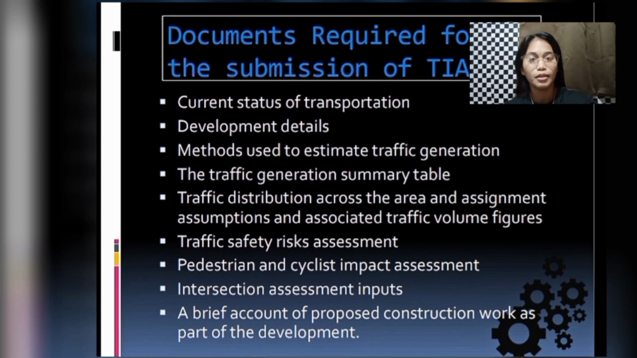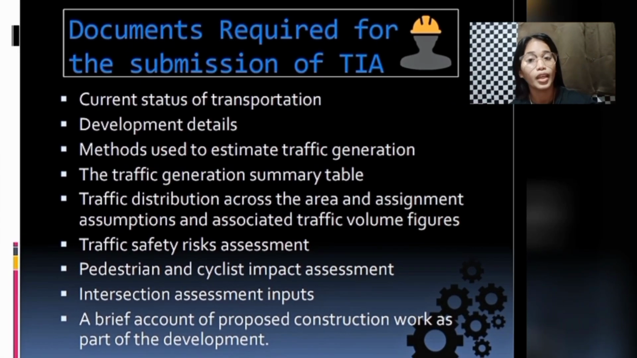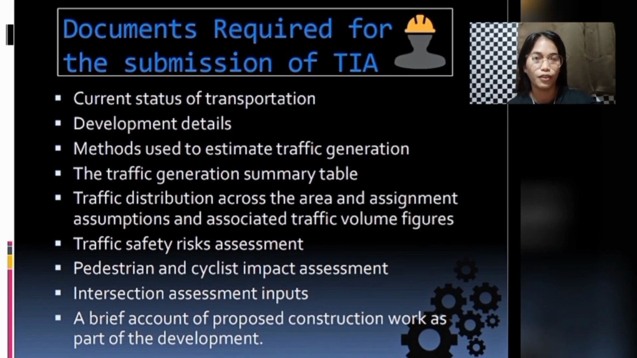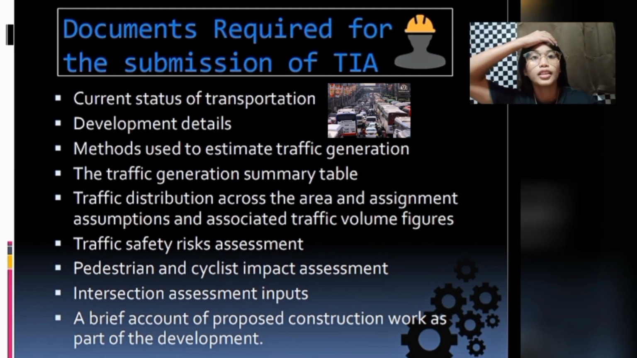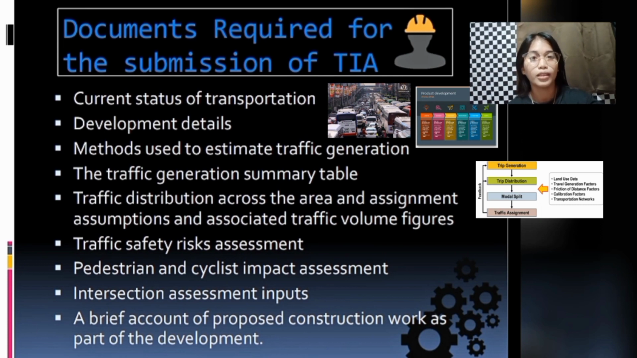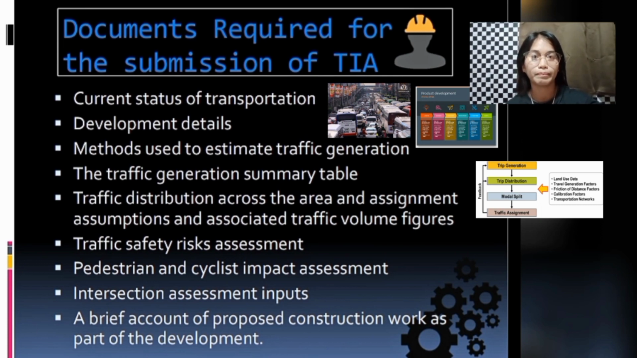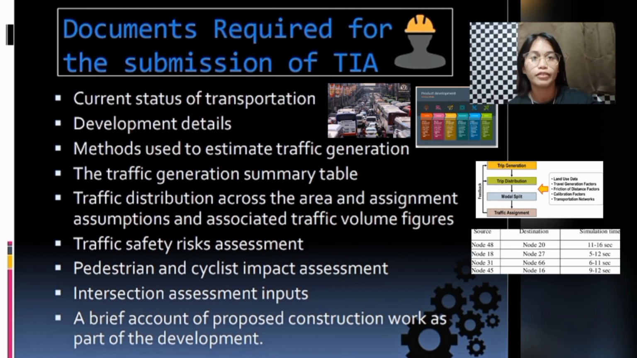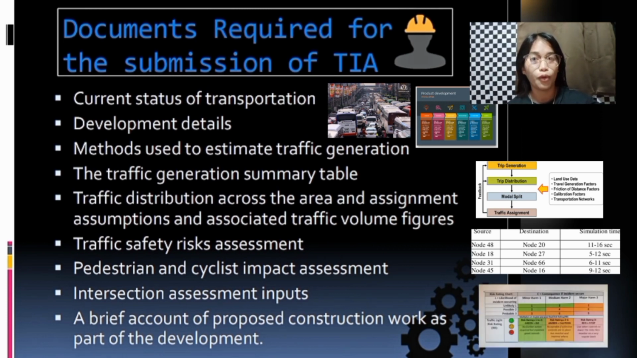So here are the documents required for the submission of traffic impact assessment. We have the current status of transportation, development details, methods used to estimate traffic generation, the traffic generation summary table, traffic distribution across the area and assignment assumptions and associated traffic volume figures, traffic safety risk assessment, pedestrian and cyclist impact assessment, intersection assessment inputs, and a brief account of proposed construction work as part of the development.